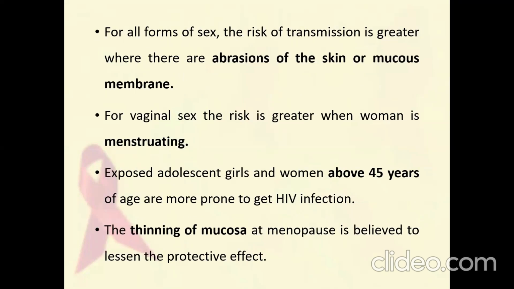For all forms of sex, the risk of transmission is greater where there are abrasions of the skin or mucous membrane, so it has a direct entry. For vaginal sex, the risk is greater when the woman is menstruating. Exposed adolescent girls and women above 45 years of age are more prone to get HIV infections.